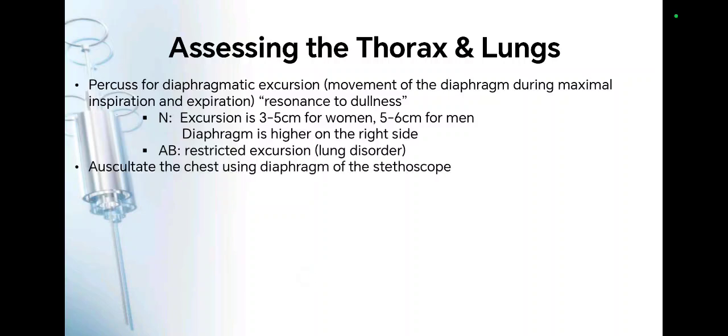So, auscultate the chest using the diaphragm of the stethoscope. What do you check? The lung sounds. So, we check for abnormal and normal lung sounds. Here we have the normal lung sounds.